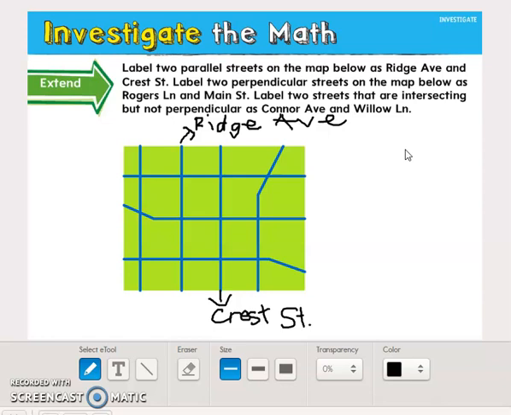So I have not named this one, and I haven't named this one yet. If I look right here, even though down here it's intersecting, or this one is kind of crooked, if I look at it, I can see where they intersect is perpendicular. I can't use either of these two because they're already named, so you can't rename a street. So I'm going to call this street right here Rogers Lane.